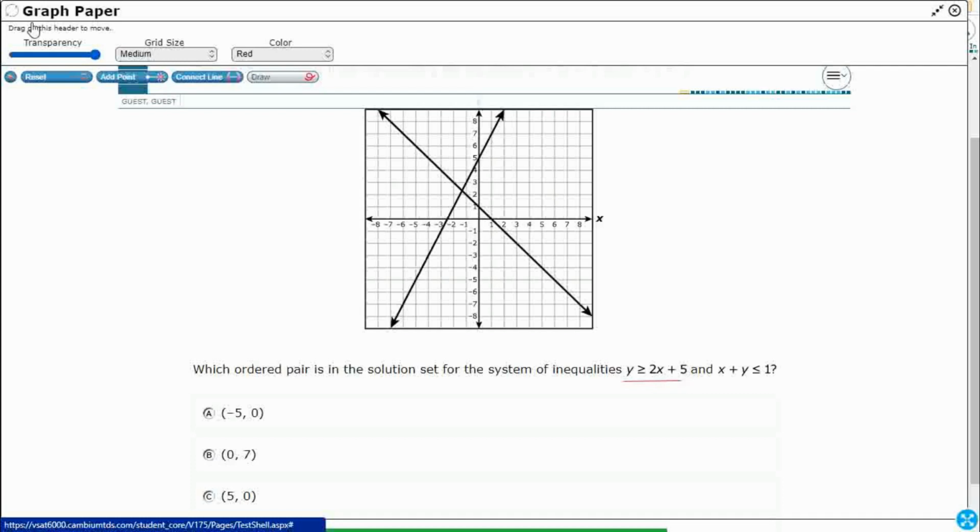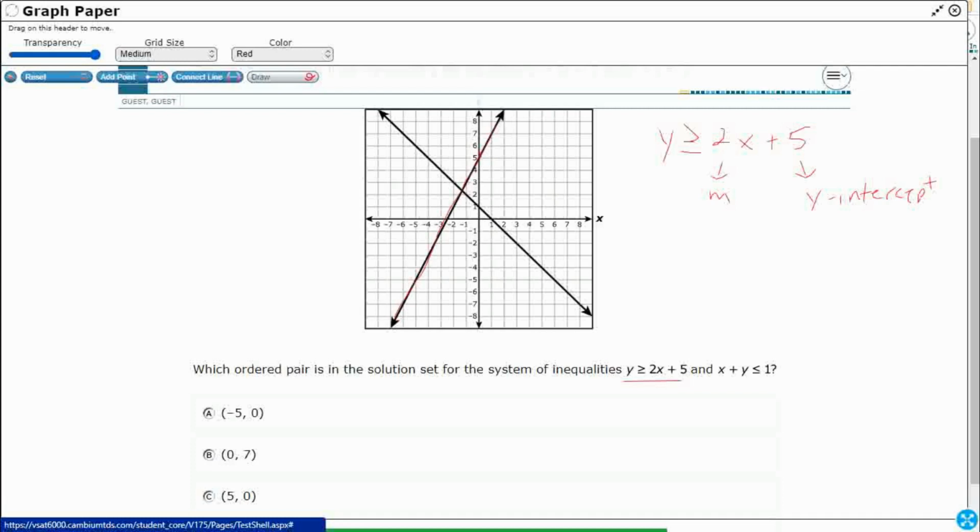This is already in slope-intercept form. y is greater than or equal to 2x plus 5. So what do we know? This is our y-intercept. That's why this form is so helpful. So the y-intercept is 5, see that right there. And then my slope is going to be my 2, right? So it's going to be up 2 over 1, right? So it's this line right here. Let's shade that right there. All right, so it's that line that we're talking about.